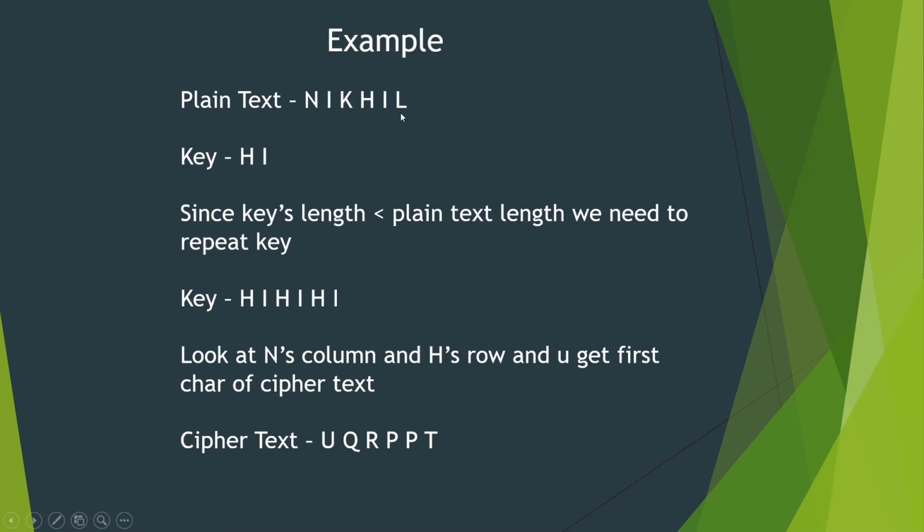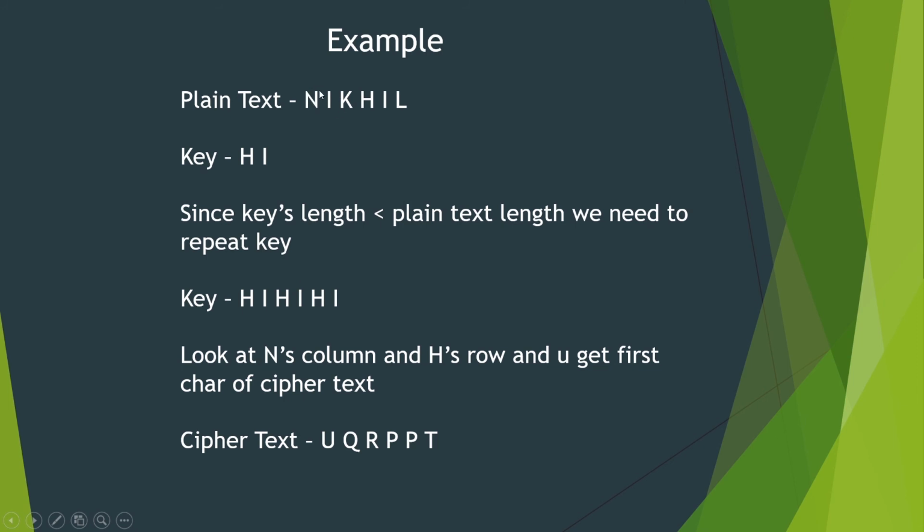Now let's take an example. The plain text is Nikhil. Okay, this is my name, and the key is HI. Since the key's length is less than the plain text, we need to repeat the key. So we put HI, HI, HI. In this case, we got exactly 2 multiples. You simply repeat until the key's length equals the plain text's length.